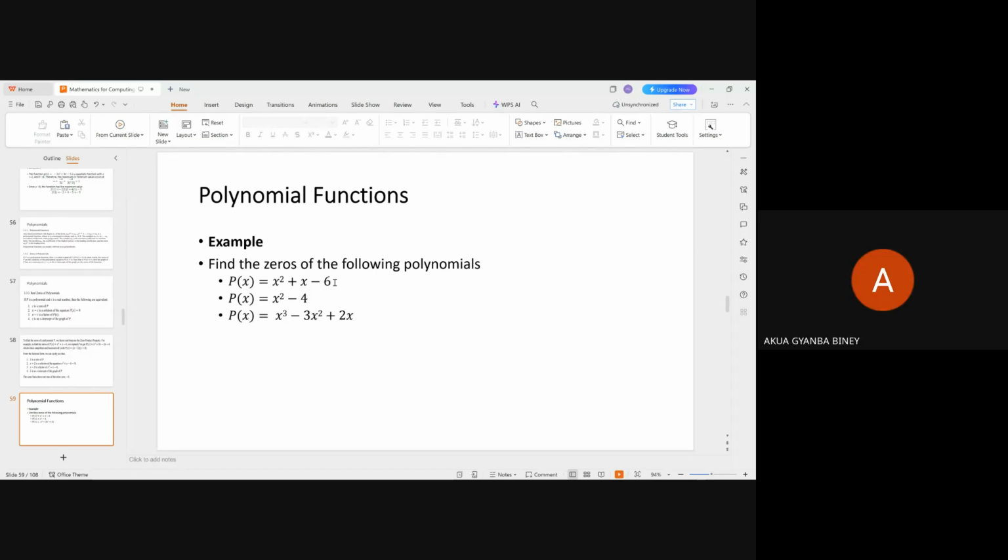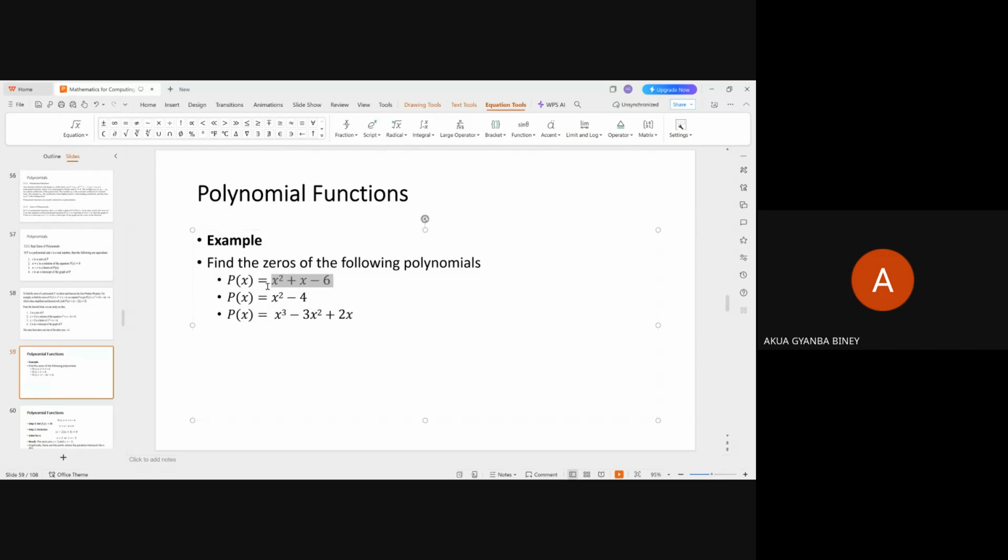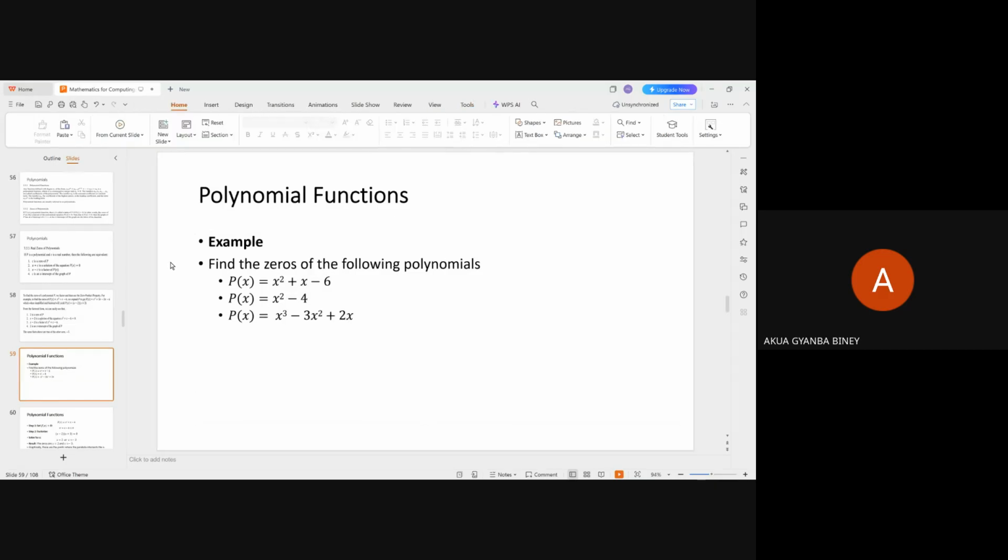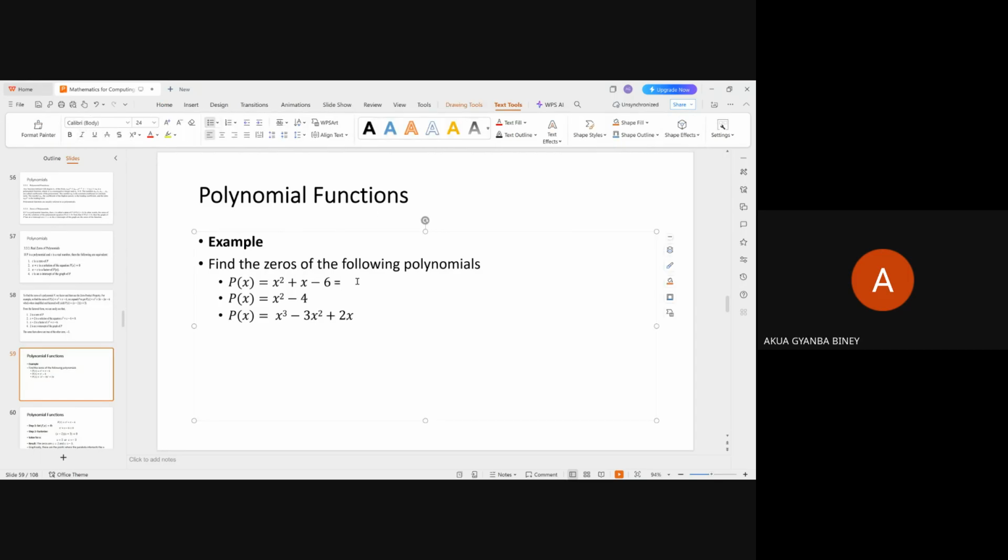So if you want to do it, I will suggest please factorize first. When you factorize, you get the factors. Out of the factors, you get the zeros. So the first one, if you have to factorize, you will get x squared plus 2x, minus, let me do the minus 2x plus 3x, minus 6.